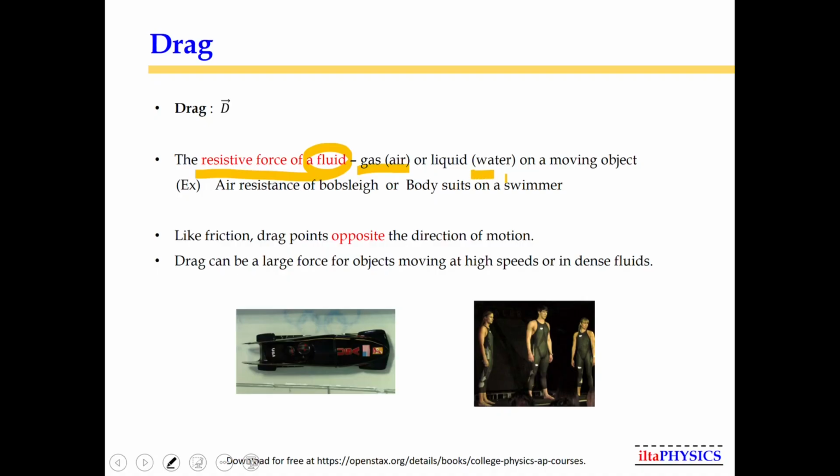The most common example you've probably heard of is air resistance. Just like friction, drag always acts in the opposite direction of the object's motion. It tries to slow the object down. What's special about drag is that it gets stronger the faster the object moves. So in sports like bobsledding, where the speed is very high, drag becomes a big deal.